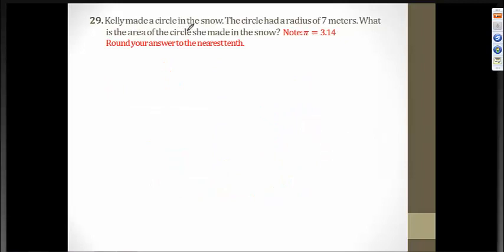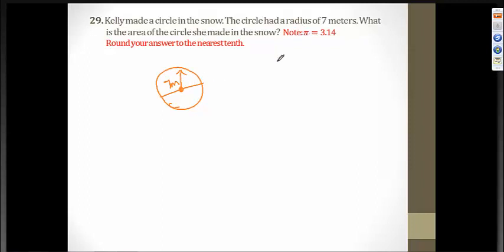Number 29, it says, Kelly made a circle in the snow. So there's my attempt at drawing a circle, all right? The circle has a radius of 7 meters. All right, so radius is what type of measurement? It's half the diameter, right? So diameter is all the way across the circle, and then radius is just from the center to the edge. So the radius is 7 meters, right?